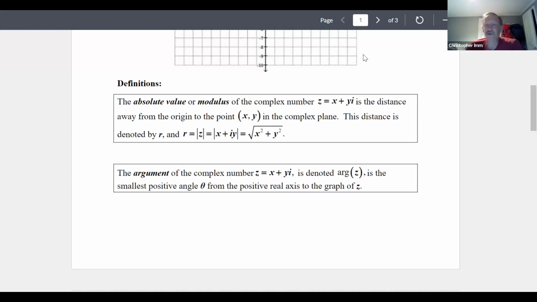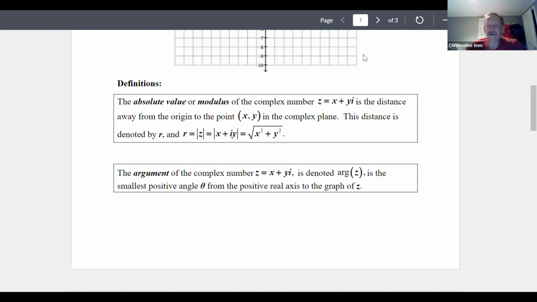The absolute value or modulus of a complex number tells us the distance from the origin to that point. We can use the Pythagorean theorem to figure that out. The distance is denoted by r, and r is called the modulus. The modulus of a complex number is going to be the square root of the real part squared plus the imaginary part squared. So you square those and take the square root, just like the Pythagorean theorem.